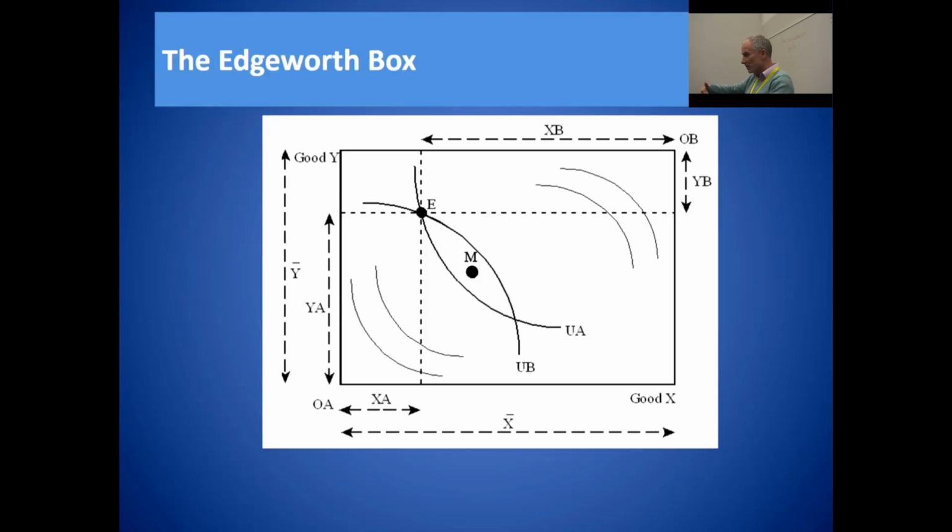But let's just bring those two diagrams together that we saw before. Given this box, which is our Edgeworth box, our starting point in the diagram is E. That is the initial endowment point. Now, as we said, there are fixed endowments. Both consumers have fixed amounts of good X and good Y.